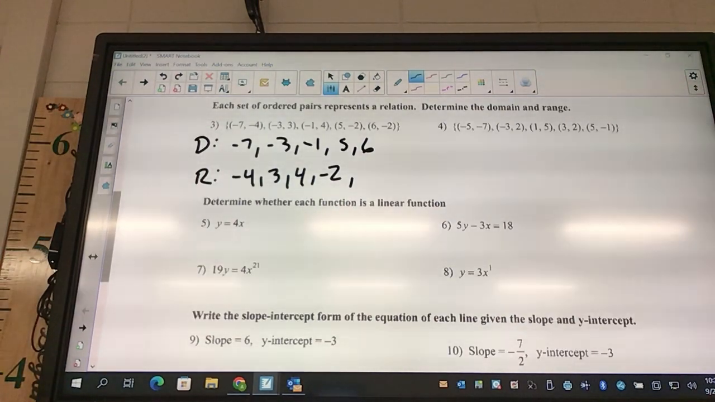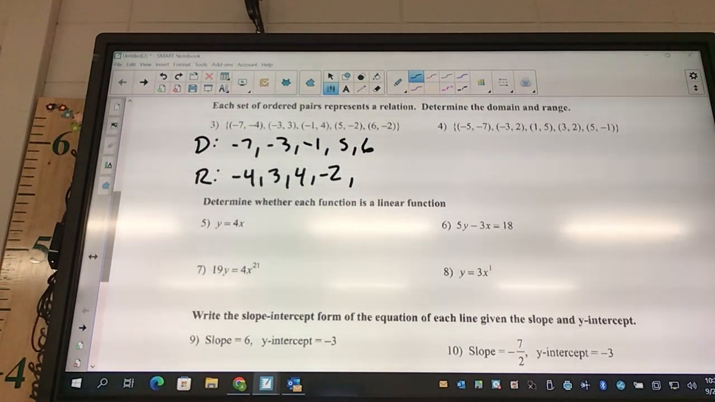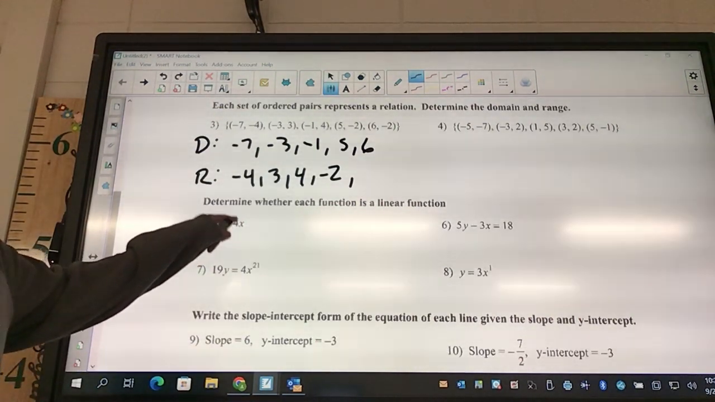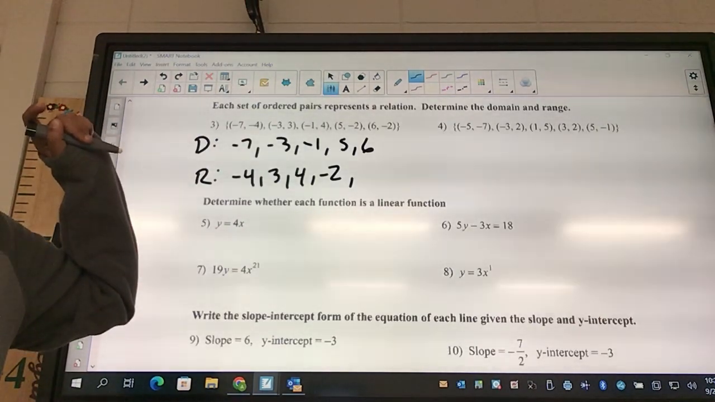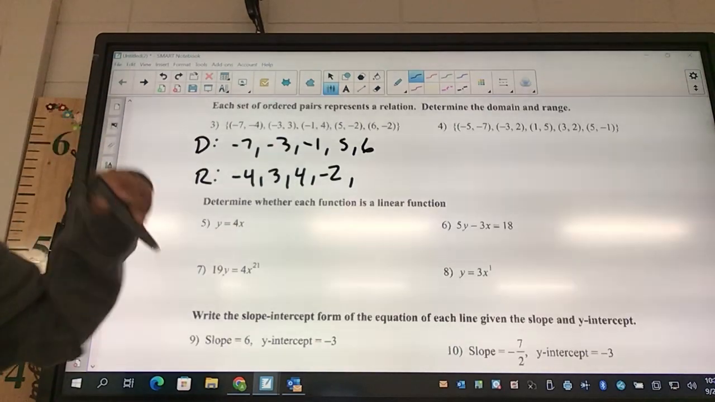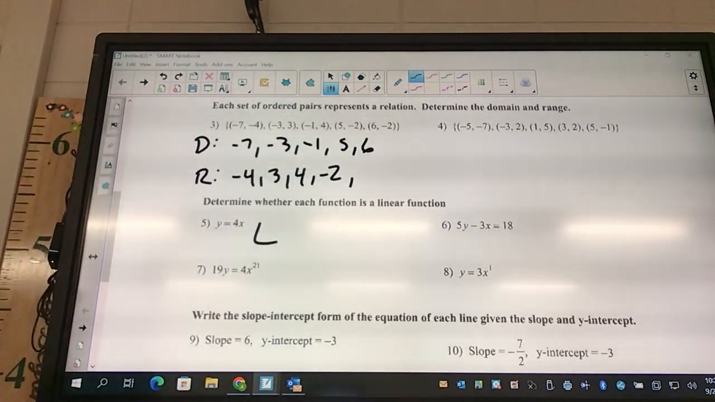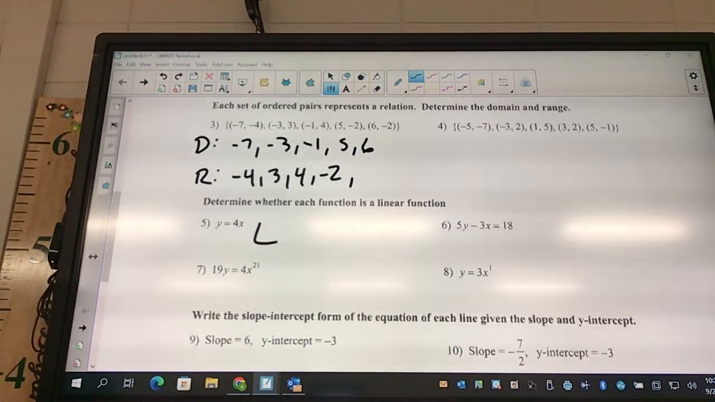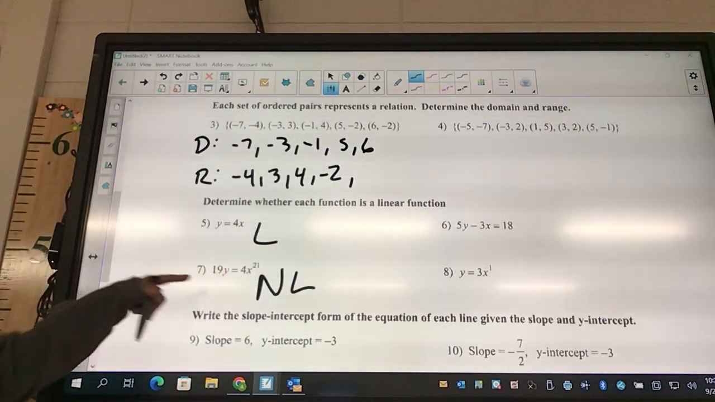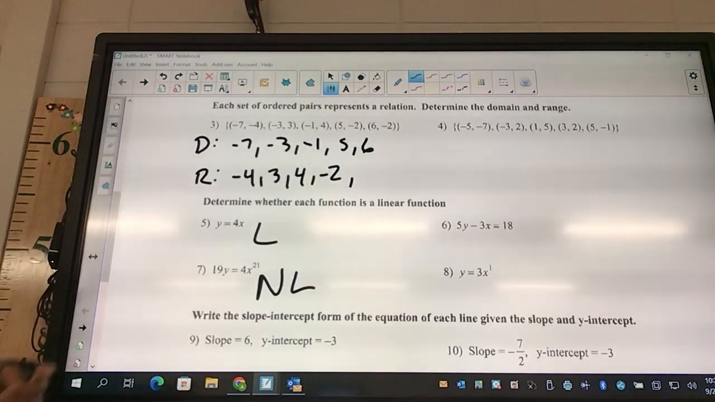Okay, look at 4 or 5. Is that linear or nonlinear? Linear. How do you know? Okay, so it can have an x or an x what? Square. 1. X to the 1 power. Okay, so this is linear. What about 19? Non-linear. Oh, shoot, 17. I was looking at the 19.